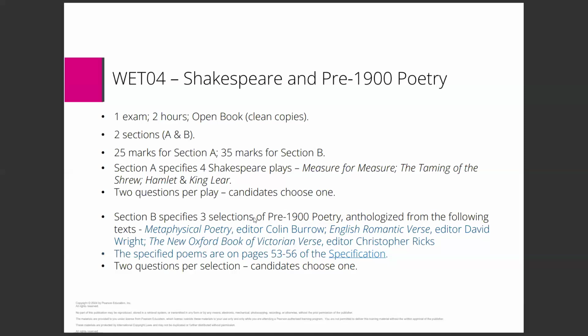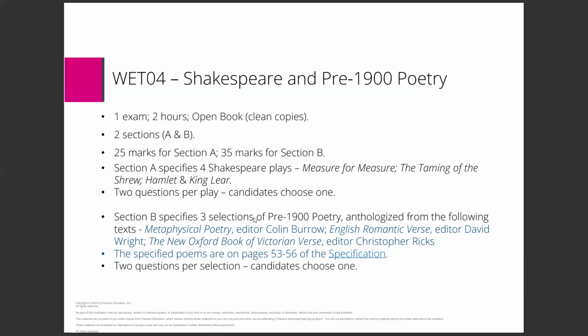And just to recap once again, it is an open book exam, so the candidates will have access to the text, but it must be clean. We have section A and B. We have that slight weighting, as we mentioned before, towards the section B for the pre-1900 poetry. We have there our current list of set texts that the candidates will choose from.